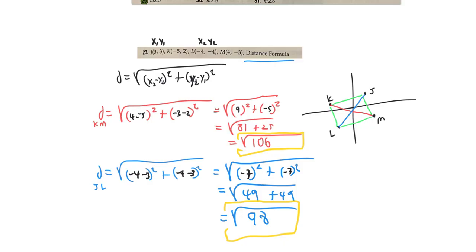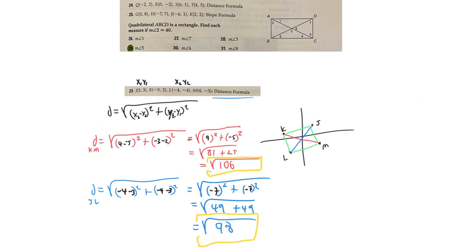So therefore, the diagonals are not equal to each other. All right, these are not equal to each other. And therefore, this cannot be a rectangle. Now, this could be a parallelogram, but it cannot be a rectangle for that reason. Okay. So that is the situation with this one.